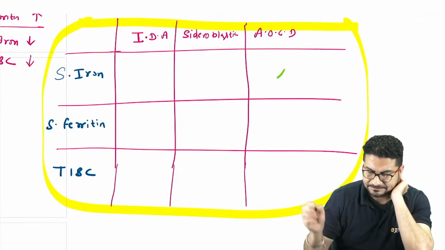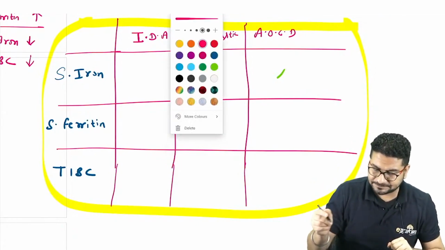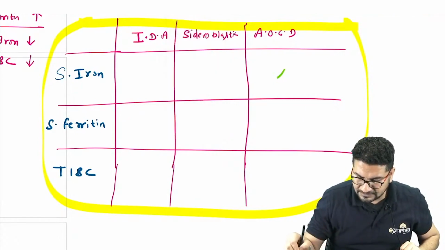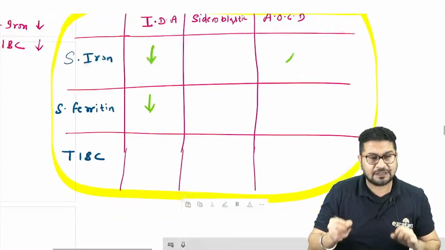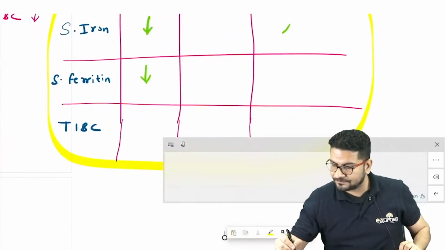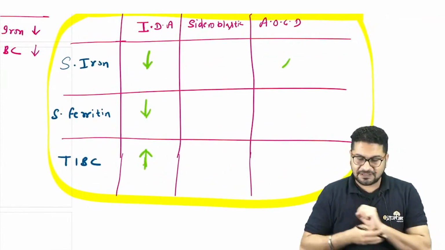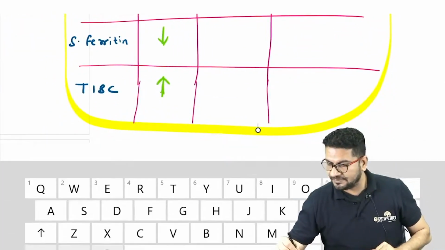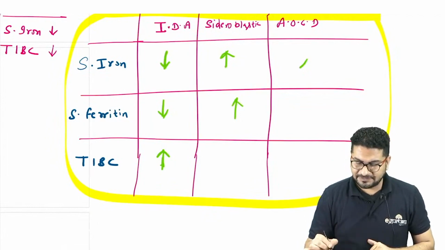So see once again, I am drawing this once again. In iron deficiency anemia, serum iron is reduced. Ferritin, the store form, is also reduced. In fact, it is the first to decrease. And ferritin is inversely proportional to TIBC, so TIBC will increase. Sideroblastic anemia, iron overload. Serum iron is more. More serum iron means more ferritin, and since ferritin is inversely proportional to TIBC, TIBC will decrease.